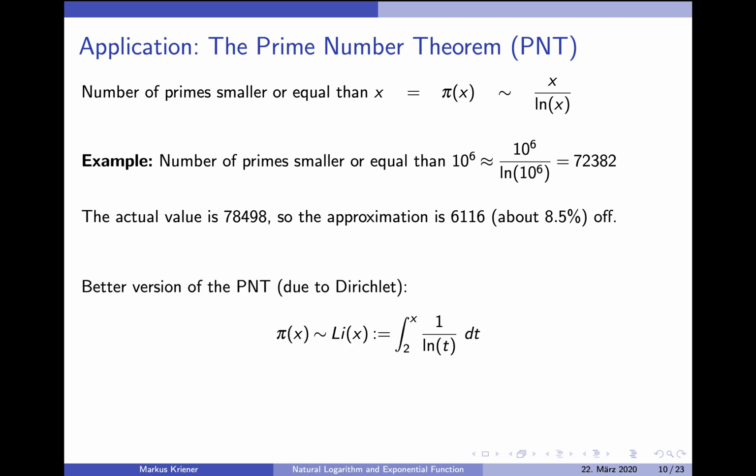Here's a better version of the prime number theorem due to Dirichlet, a German mathematician of the 19th century. It involves the logarithmic integral Li of x, which is another example of a function defined by an integral. Note that it also involves the natural logarithm. Li of 1 million is a much better approximation. The absolute error is only 129 and the relative error is 0.1%.